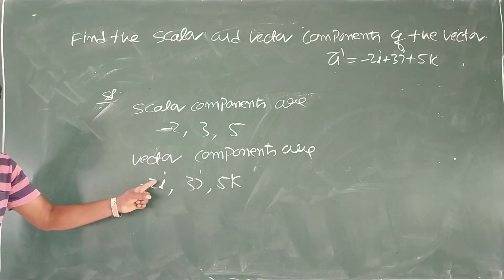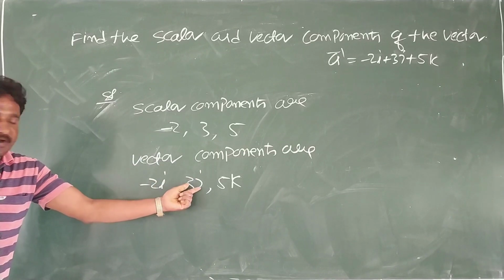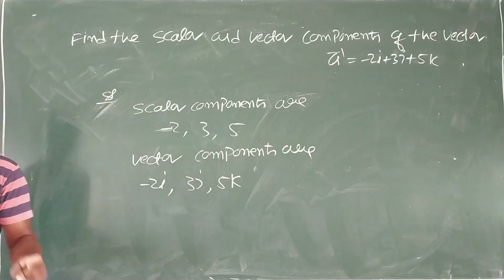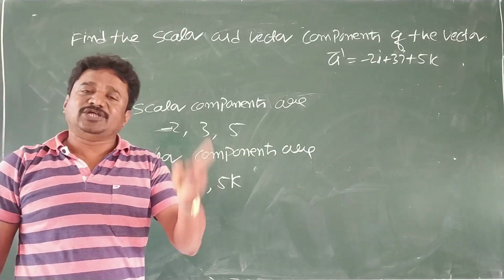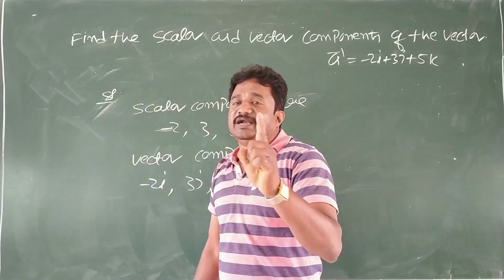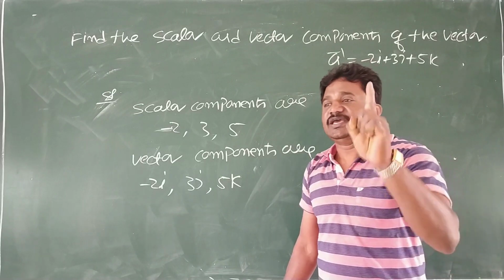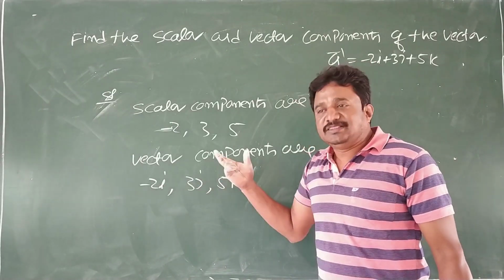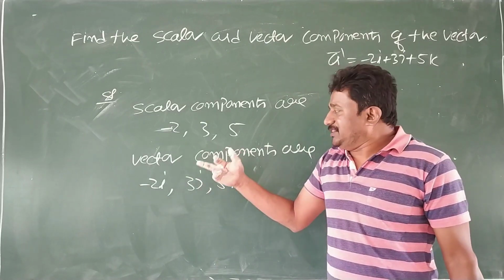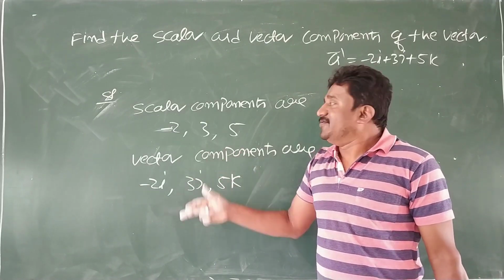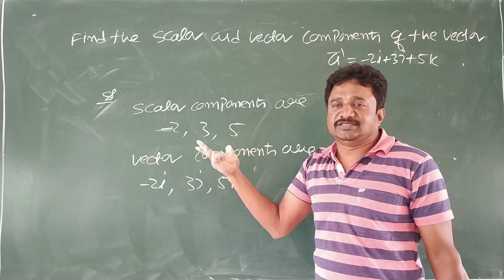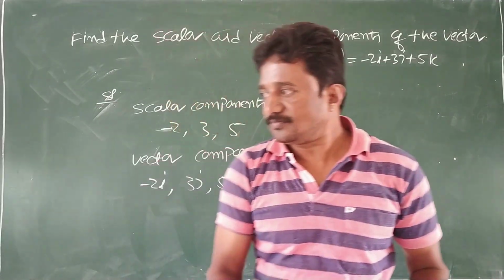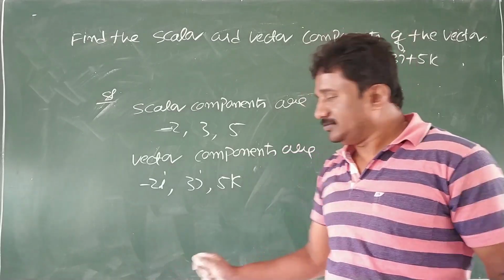Vector is magnitude into unit vector. This quantity is a vector because we have a direction. i, j, k are nothing but directions: i is the direction of the x axis, j is the direction of the y axis, k is the direction of the z axis. Directions are present means they must be vectors. With directions, vectors; without directions, scalars. Next question.